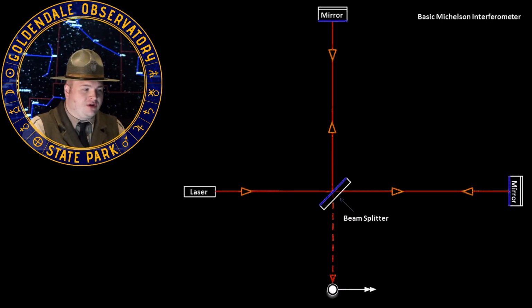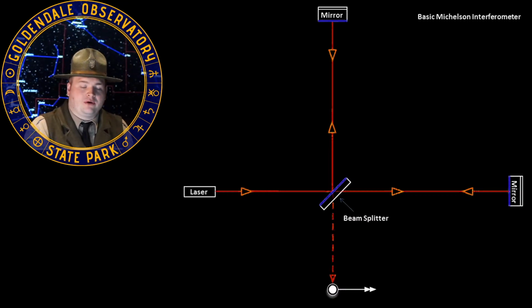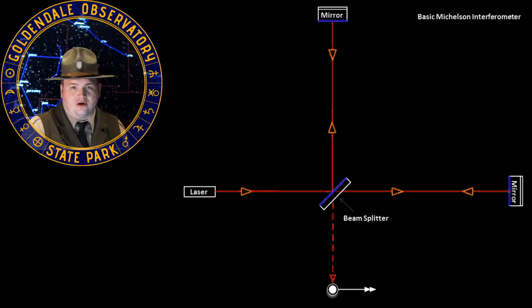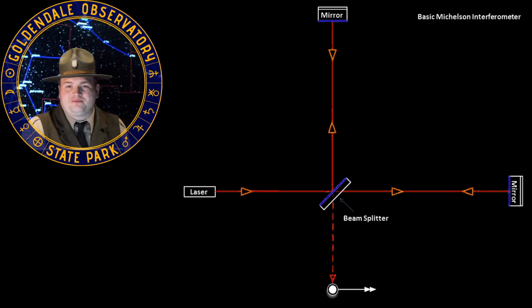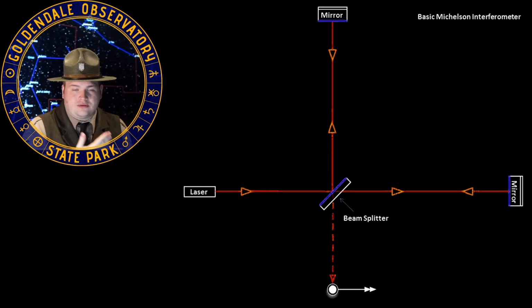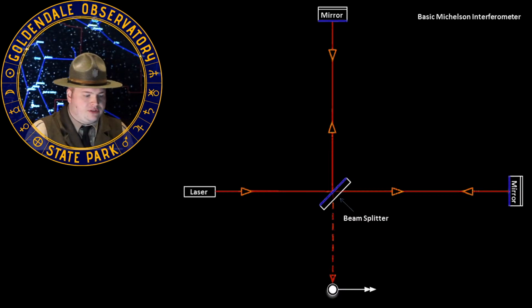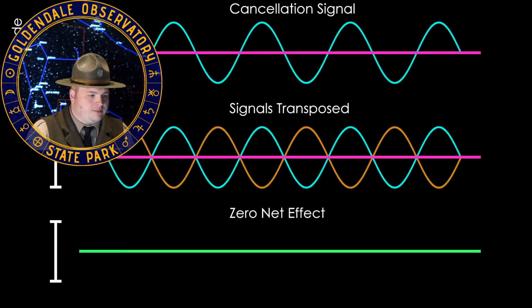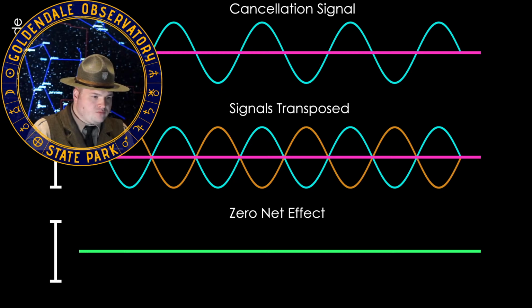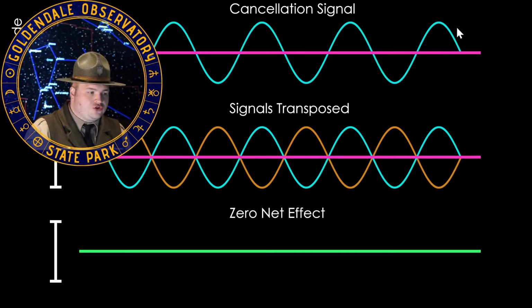In the case of infrared lasers like the ones used in LIGO, we're talking about 280 trillion hertz. So that wave that I showed you in the previous image is oscillating that quickly. So imagine up and down 280 trillion times per second.